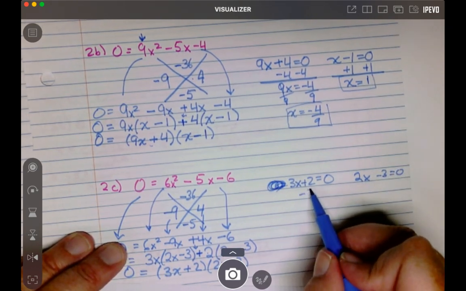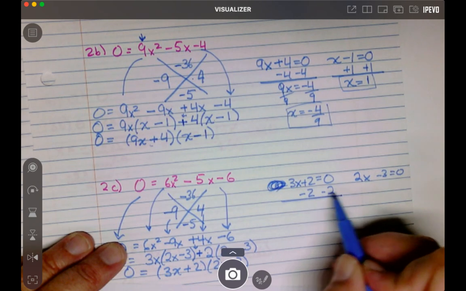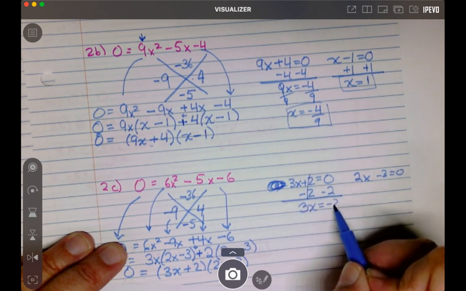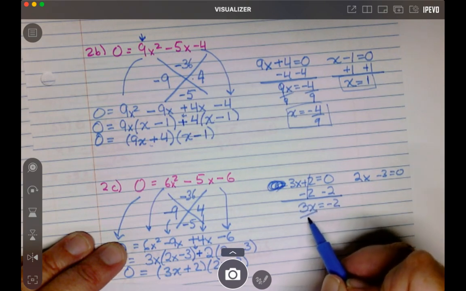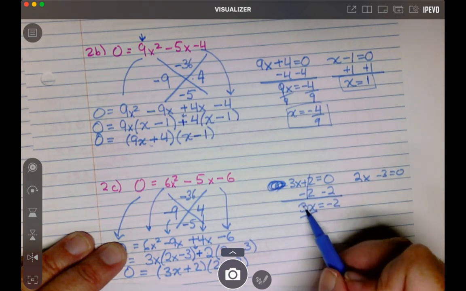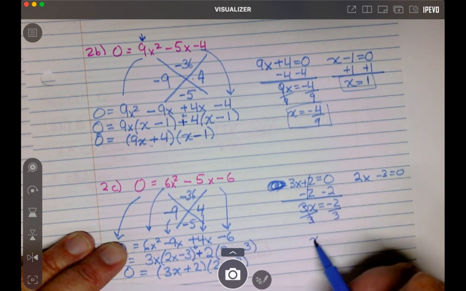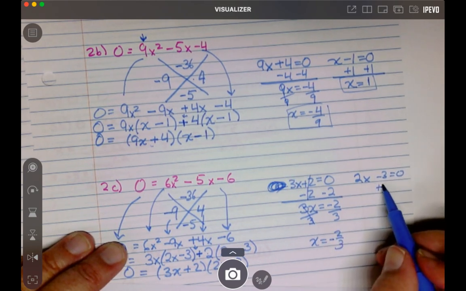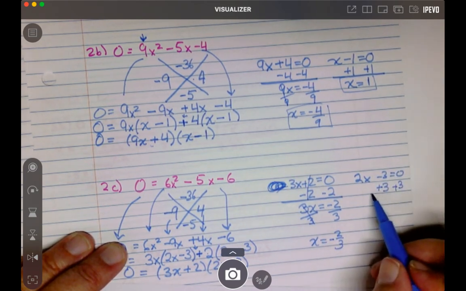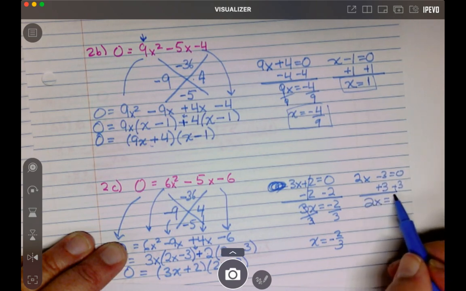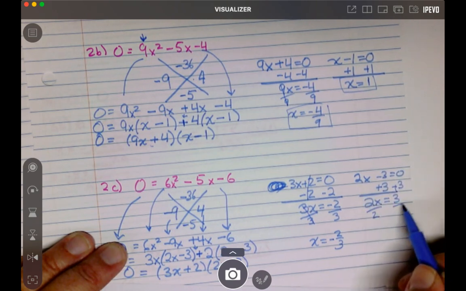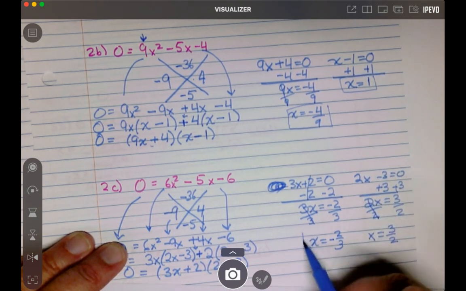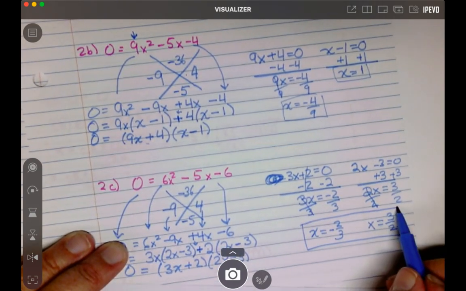I need to isolate x, so I'm going to subtract 2 from both sides here, because that's the inverse operation. I get 3x equals negative 2. That's 3 times x. Then the inverse of that is dividing by 3. And here I get x equals negative 2 over 3. That's one of my solutions. Over here now, I'm going to add 3 to both sides. 2x equals 3. Divide both sides by 2 to isolate x, and x equals 3 over 2. So those are my 2 solutions.